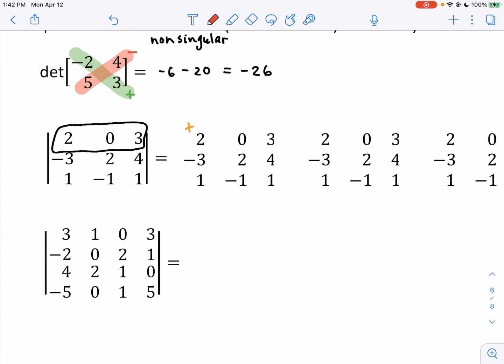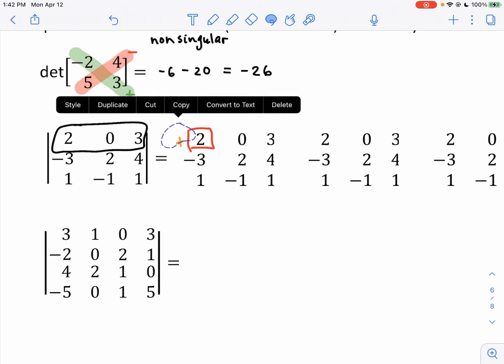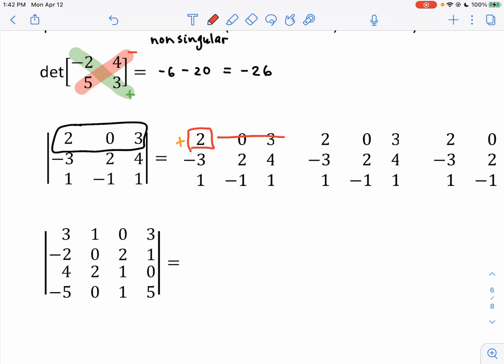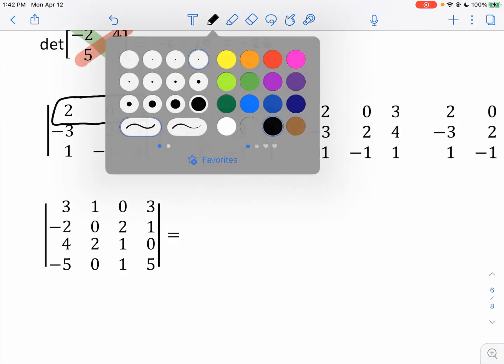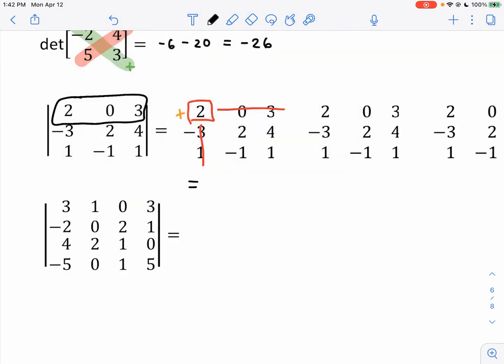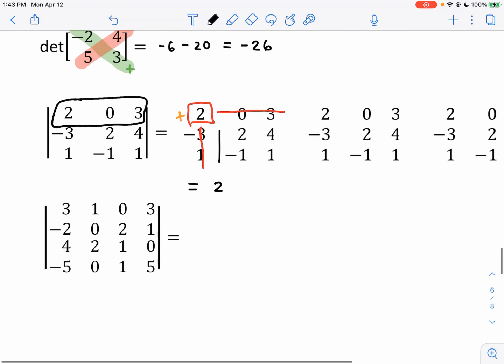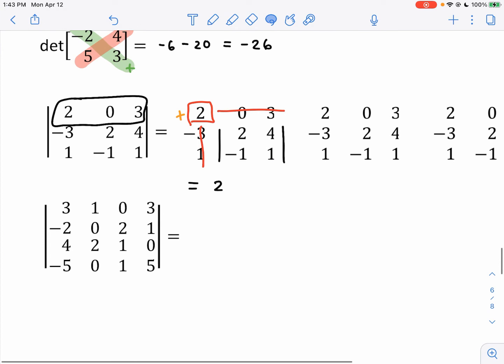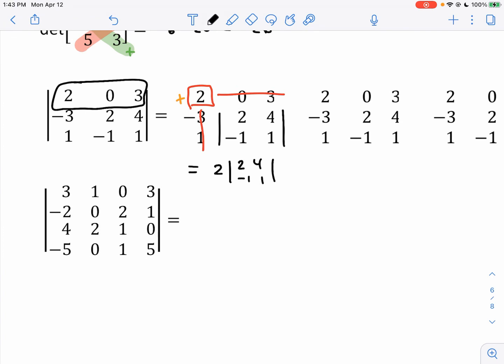Write it this way. We focus on the 2. We put that plus sign in front of it, and then we cross out the corresponding row and column. And then the determinant is calculated by doing that positive 2 times the determinant of this 2 by 2 matrix that's not crossed out. So times the determinant of 2, 4, -1, 1. And then we repeat this process as we move along the top row.